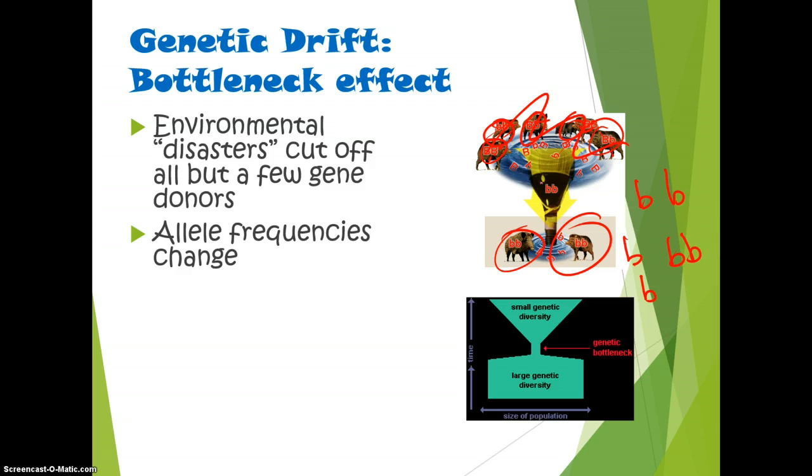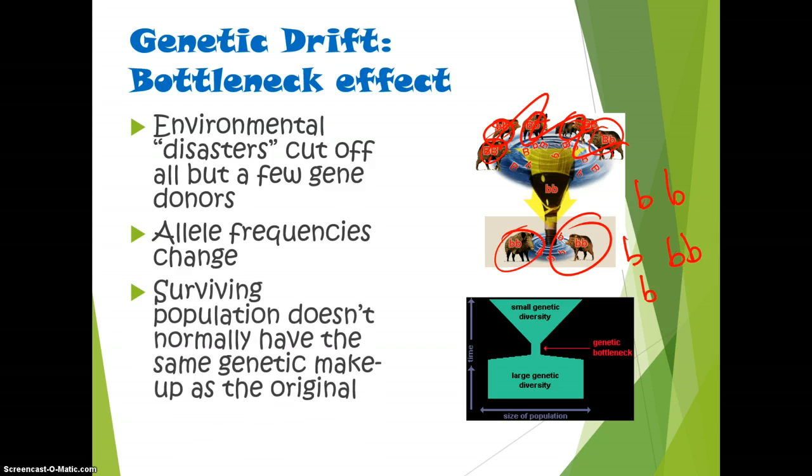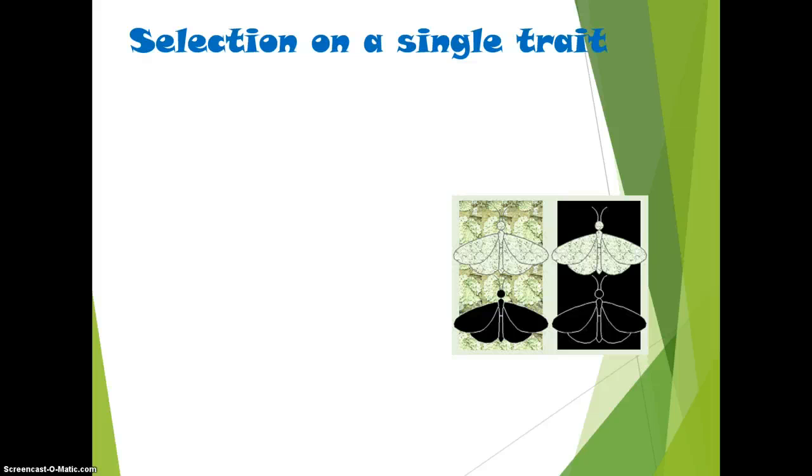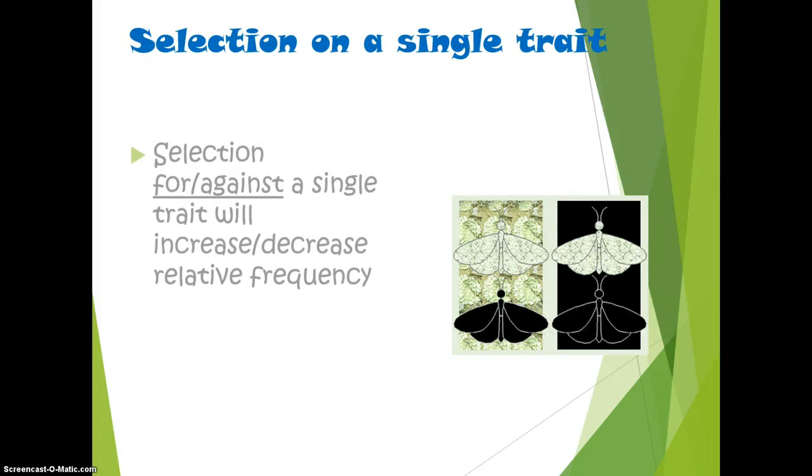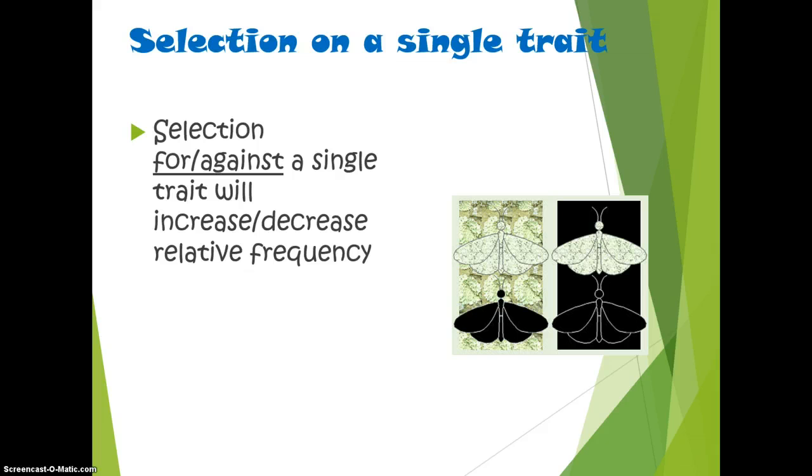This is actually a huge problem that we see with cheetahs, and we can talk about that more in class if you'd like to. Cheetahs were hunted very heavily, and now we've seen all of the variation lost from their population since they were hunted so heavily. They have very few gene donors left. So we run into lots of problems that way. The surviving population doesn't normally have the same genetic makeup as the original. We go from great diversity to small diversity. That's bottlenecking.